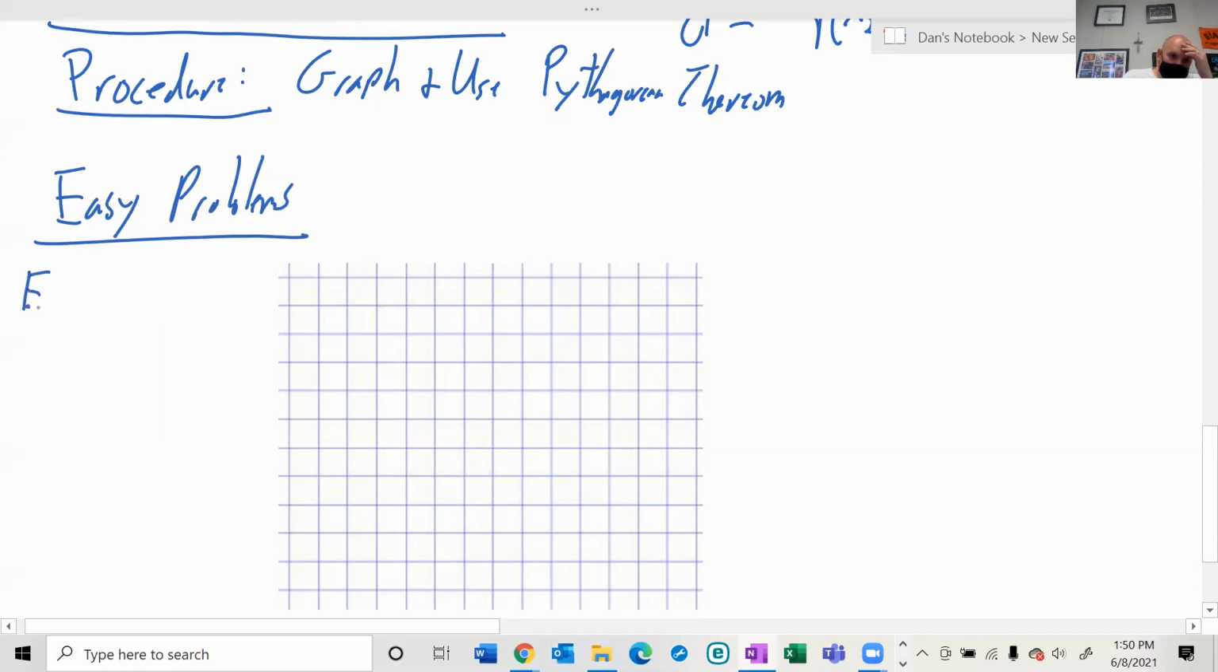And an example of an easy problem would look like this. They would say, what's the distance between a point that's on, I'll even make it negative, and I'll show you that it's easy even with negatives, the way that we're going to do this. We'll say 2, -3. And we'll go with 2, 4.